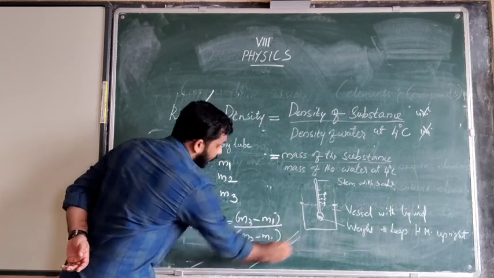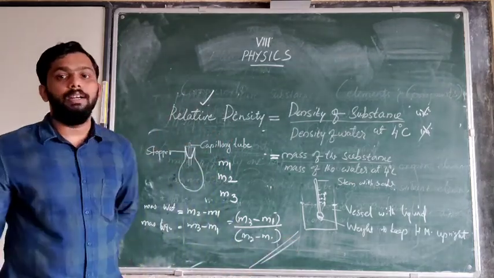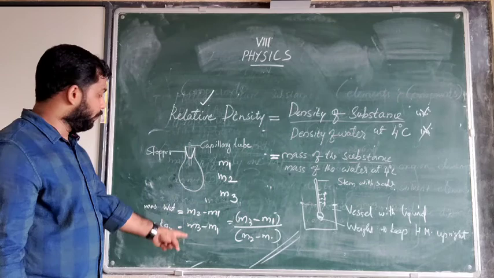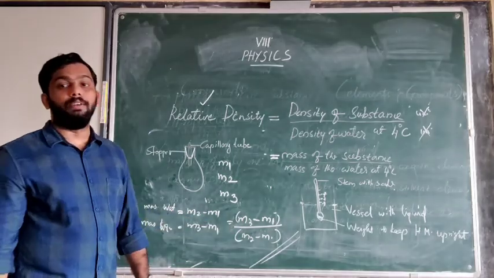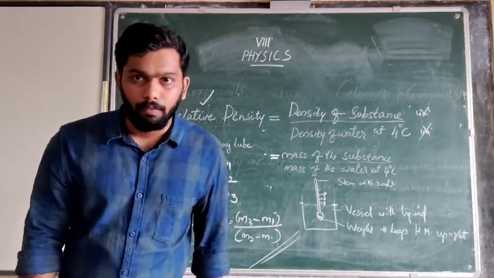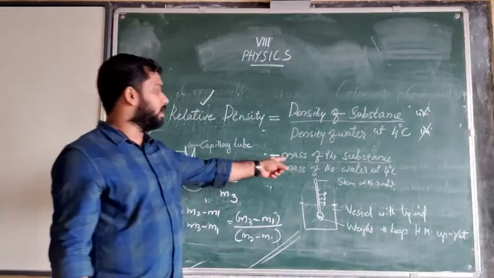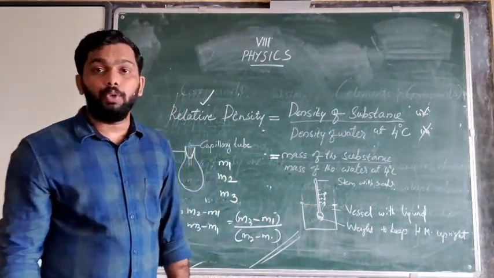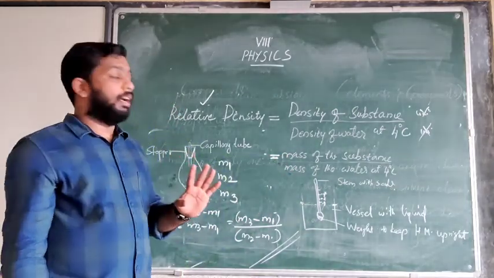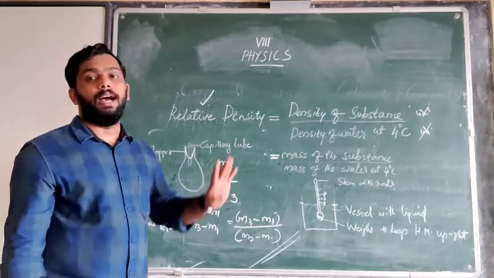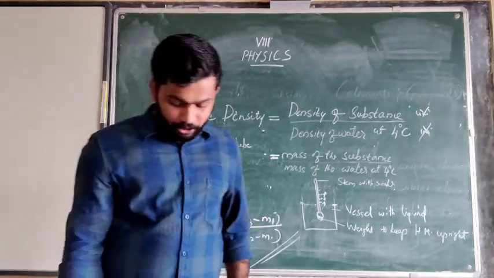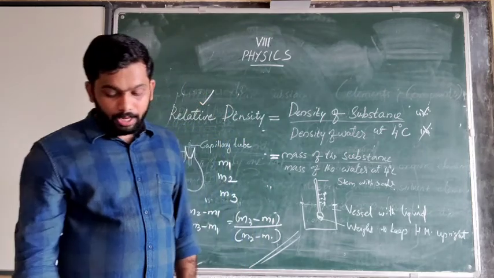This is going to give you the relative density of the given liquid. M3 minus M1, or mass of the substance, divided by M2 minus M1, the mass of the water at 4 degrees Celsius. This is the calculation.